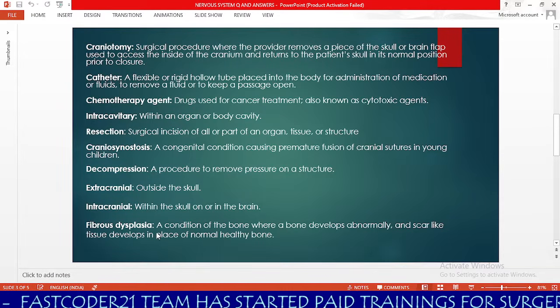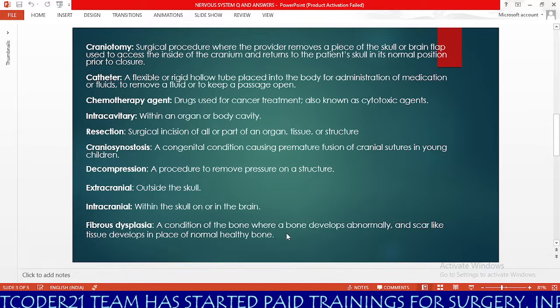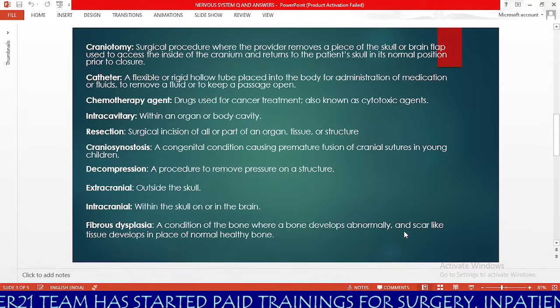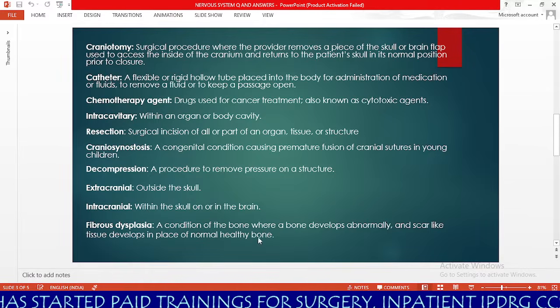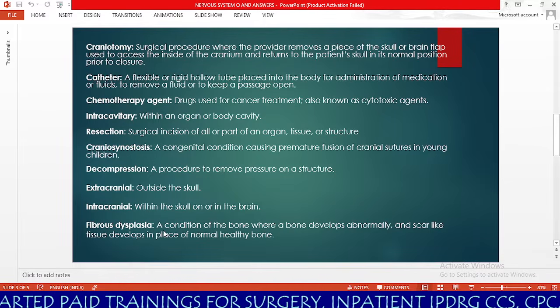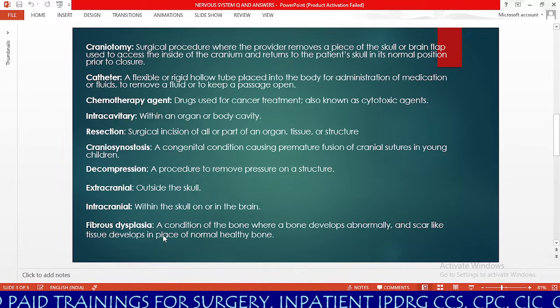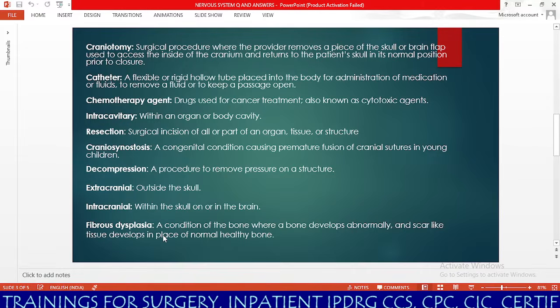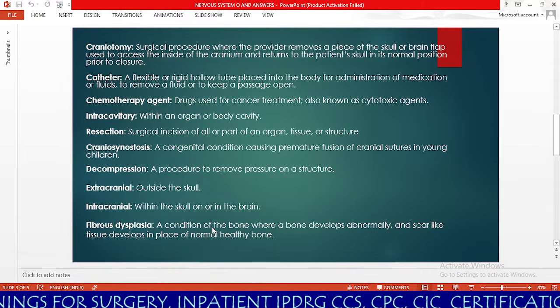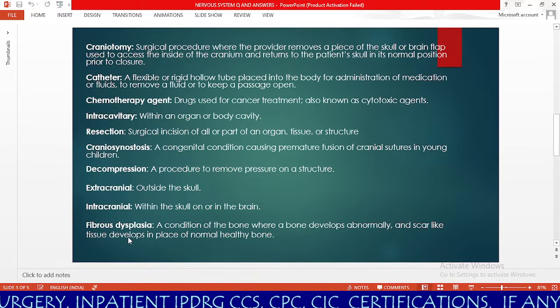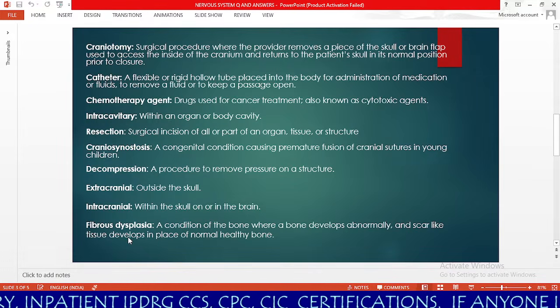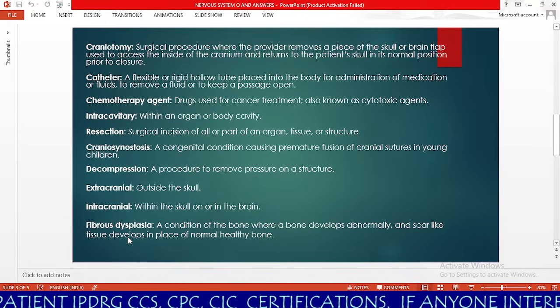Next one is fibrous dysplasia, a condition of the bone where a bone develops abnormally and scar-like tissue develops in place of normal healthy bone. Here basically there is replacement of the bone tissue. Normal bone will not be present, and a condition of bone where a bone develops abnormally and scar-like tissue develops in place of healthy bone, we call fibrous dysplasia.